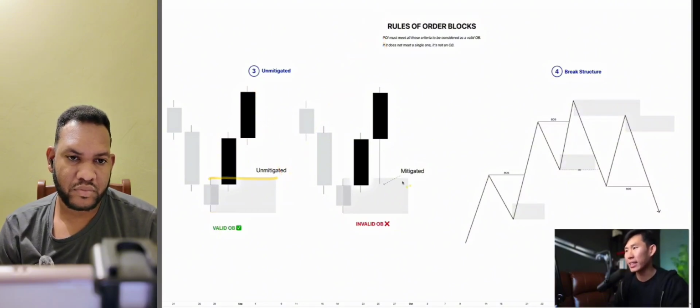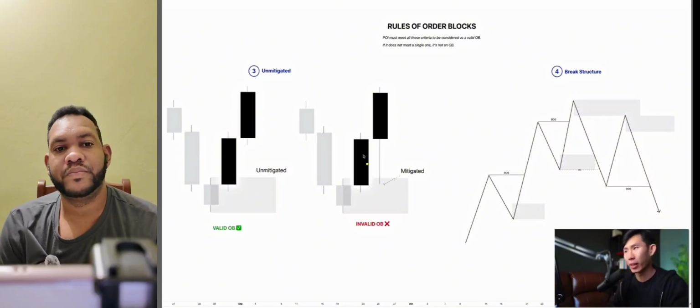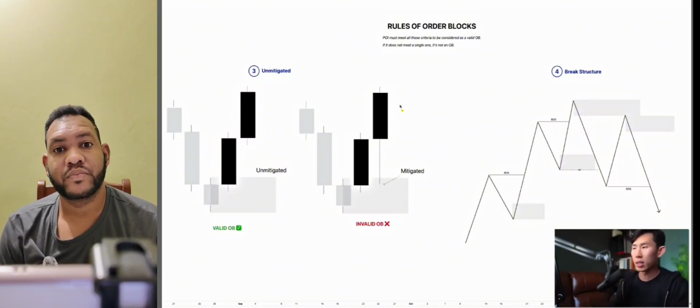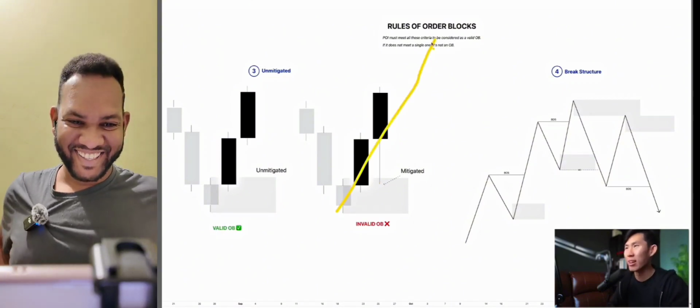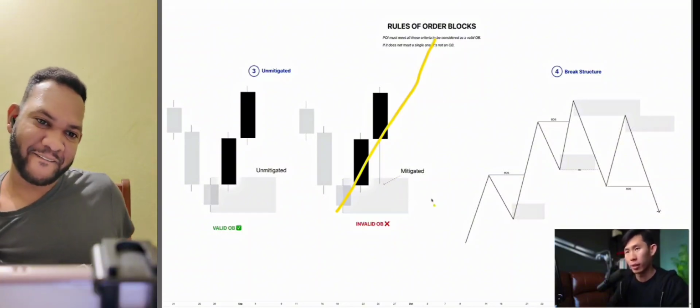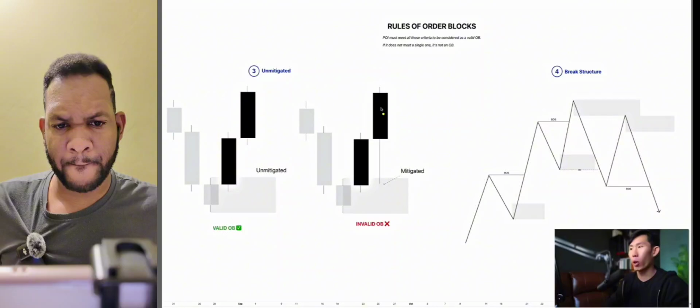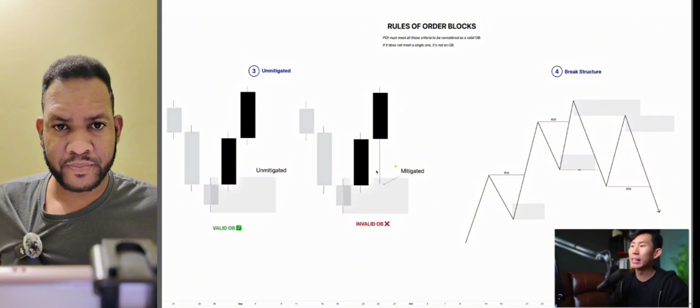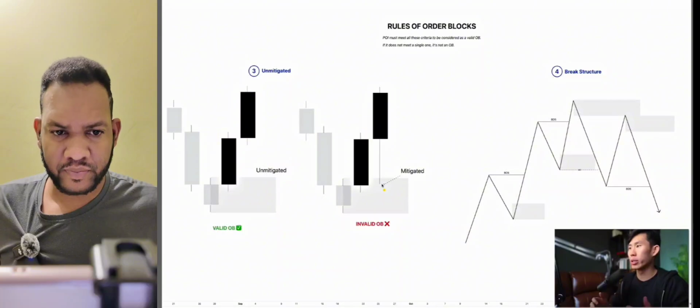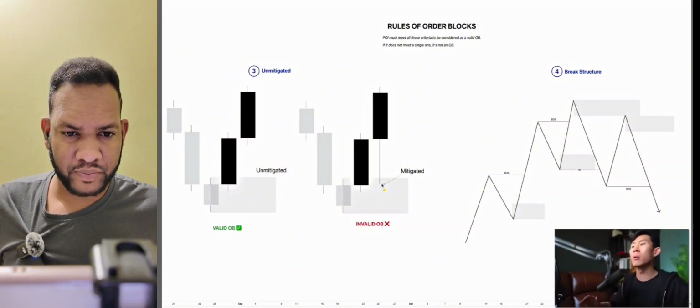Now, in this case, since it has already been mitigated by this particular candle right here, what this tells us is that the orders yet to be filled within this order block have been filled by the smart money, right? So right now, price is most likely going to go up and is very unlikely to come down and mitigate it. However, there is still a chance that price could come down here and mitigate it in the future, but it's just less likely since it has already been mitigated. The strongest order blocks are always those that are fresh, new and unmitigated.